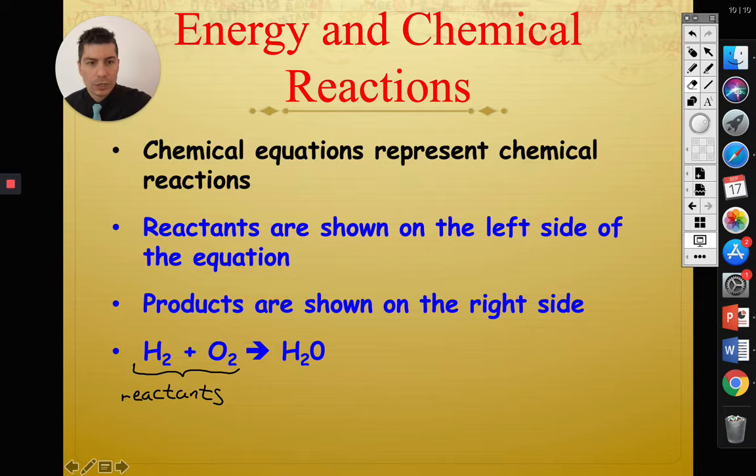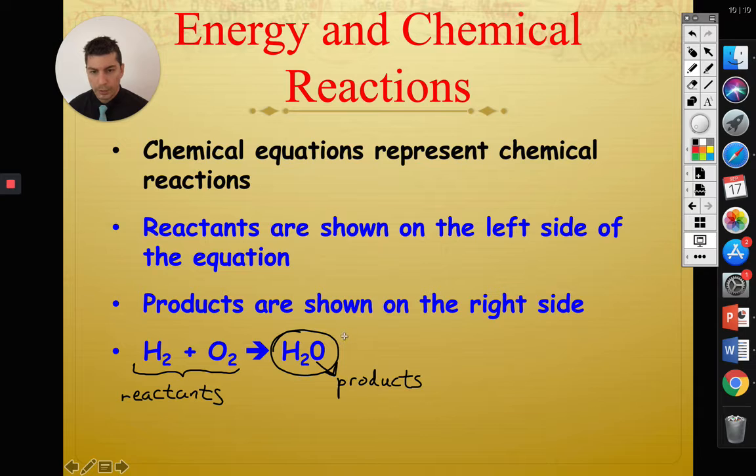And then, just like in math, if you do a multiplication problem, you get a product out of it. What we get out of our chemical reaction, these are the products. Here we only have one product, and that is water. But sometimes we can get more than one product. So what I need you guys to know is reactants are on the left side of the arrow. Products are on the right side of the arrow.